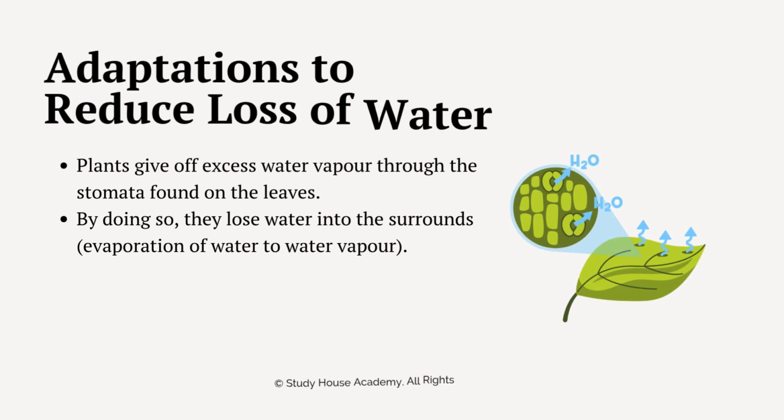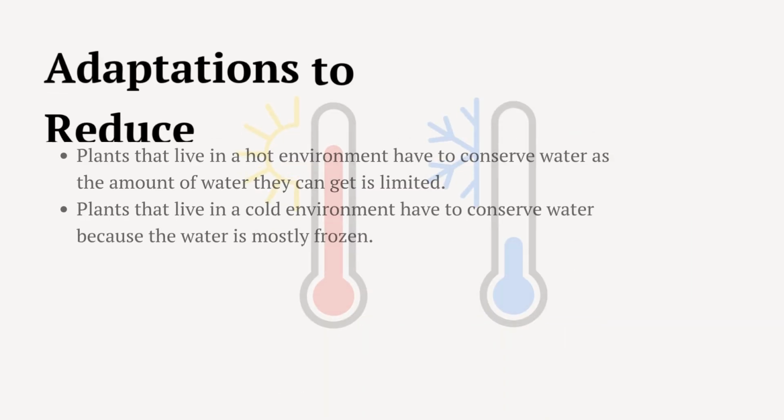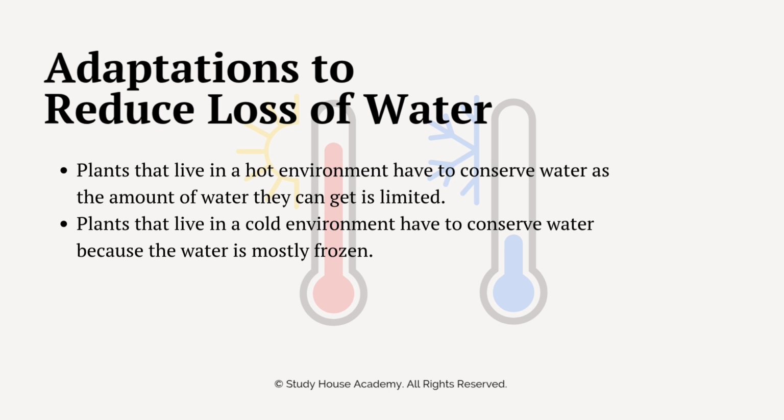Adaptations to reduce loss of water. Plants give off excess water vapor through the stomata found on the leaves. By doing so, they lose water into the surroundings, evaporation of water to water vapor. Plants that live in a hot environment have to conserve water as the amount of water they can get is limited. Plants that live in a cold environment have to conserve water because the water is mostly frozen.